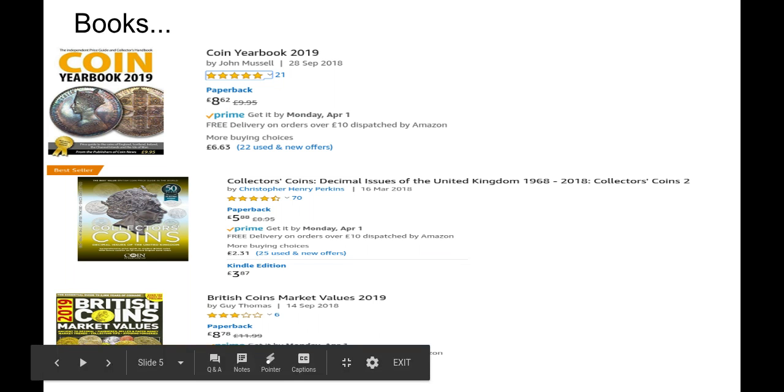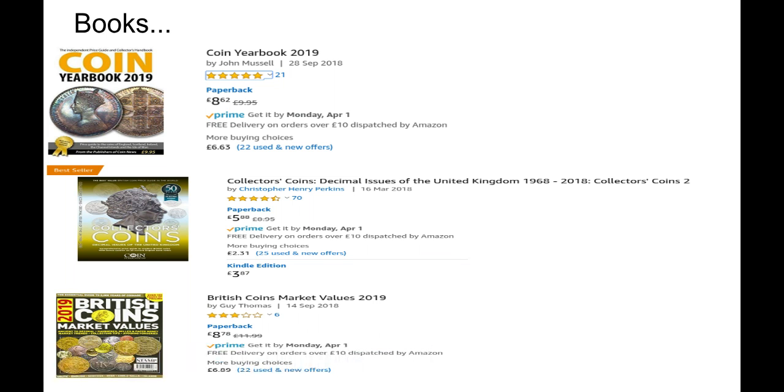Now, the last book on my top 3 is British Coin Market Values 2019. Again, this is another good book, and that doesn't just look at pre-decimal, and it doesn't just look at decimal, it looks at all of them. It goes right the way back to Anglo-Saxon and Celtic, and it goes all the way through, which is why that is such a good book.